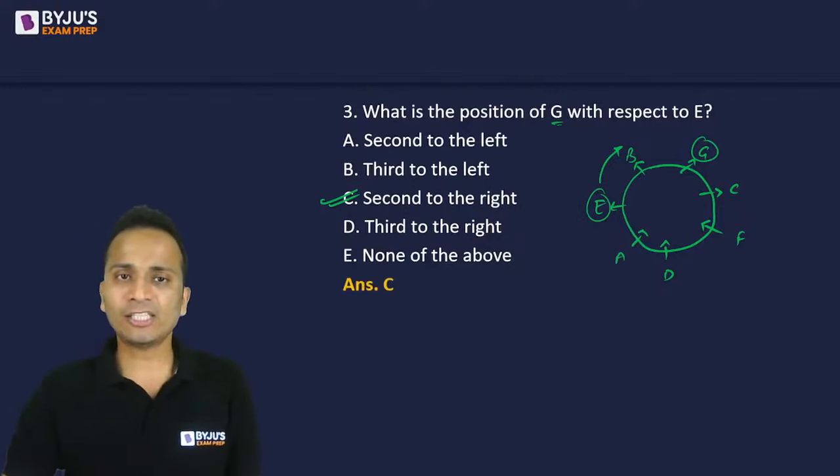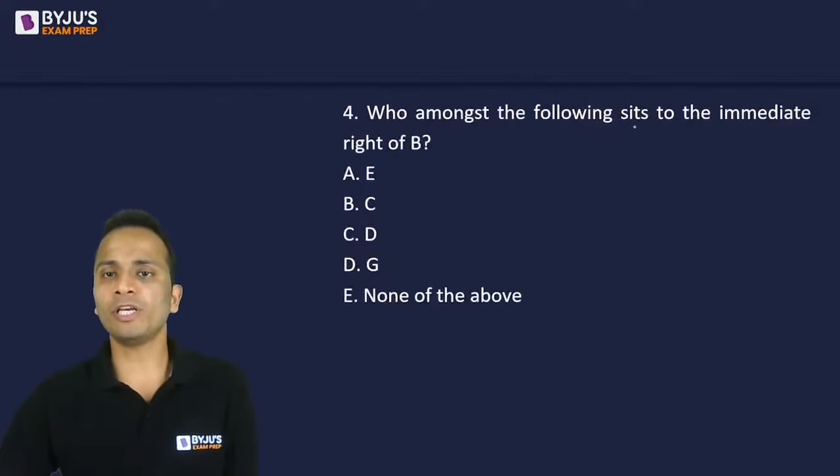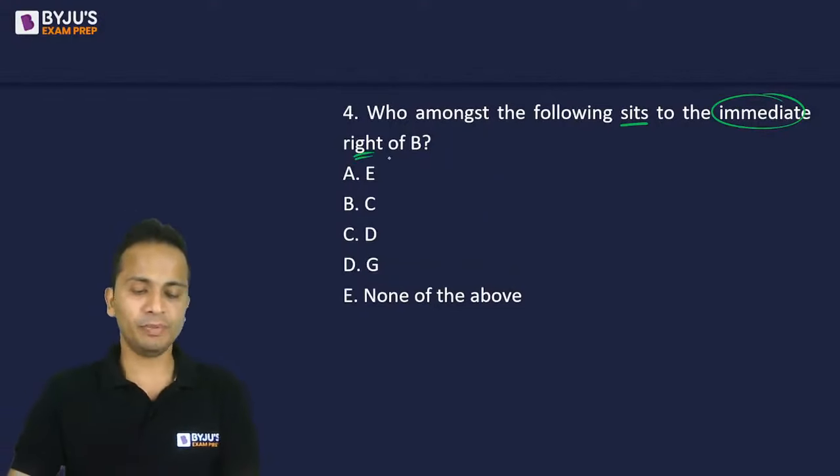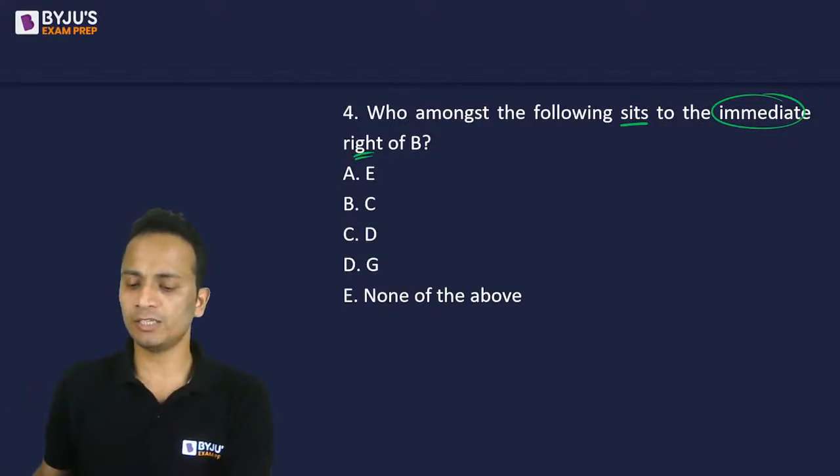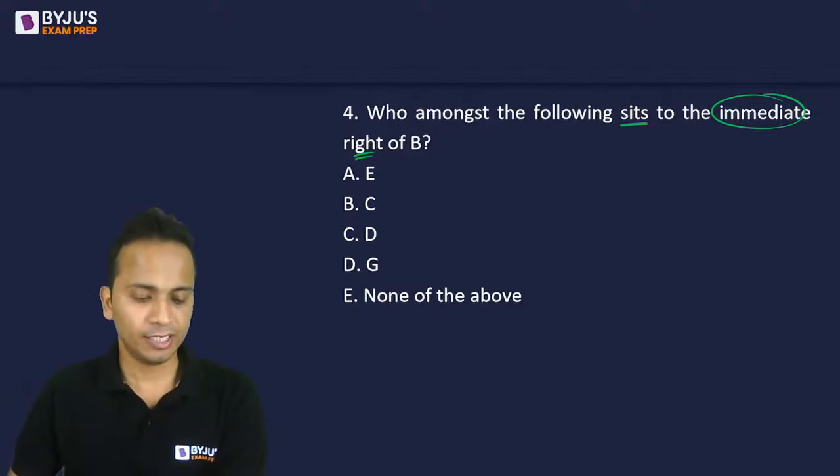Okay. Next question, question number 4. Who amongst the following sits to the immediate right of B? Immediate right of B. Quickly post your answer. 10 seconds. Immediate right of B.